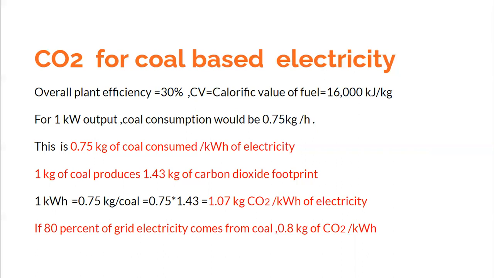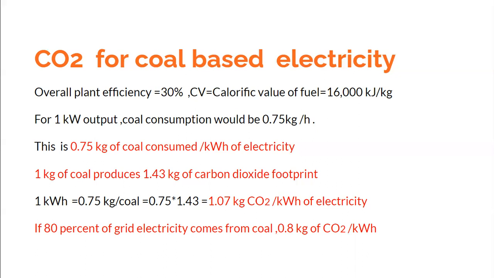And if you do this calculation, that is, if you take efficiency as 30%, if you write the numerator as 1 kilowatt, if you write the denominator as MF into CV and substitute the value of CV as 16,000 kilojoules per kg, you would get the coal consumption as 0.75 kgs per hour. Okay. What is the meaning of this?